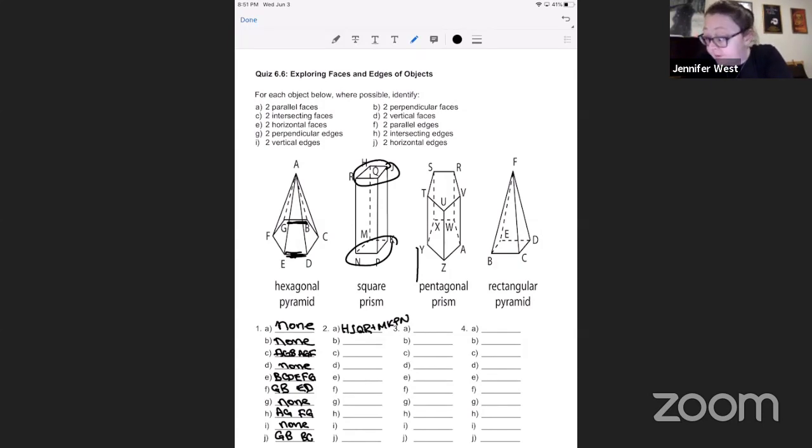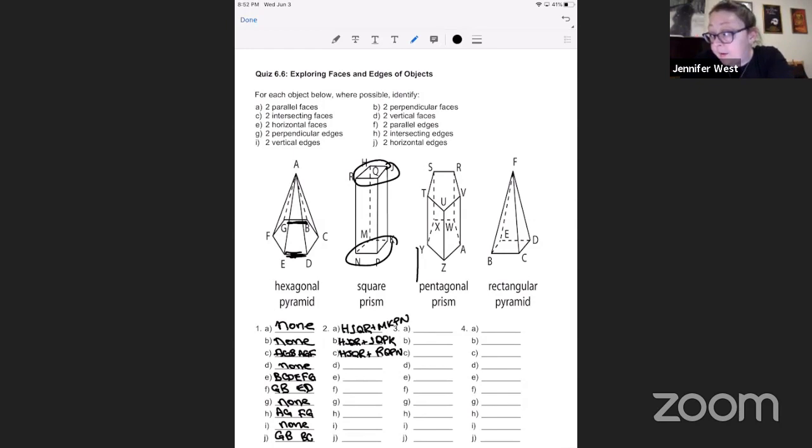And B asks, are there perpendicular faces? Yes. H, J, Q, R, and J, Q, P, K. It's asking if we have intersecting faces. Yes. H, J, Q, R, and R, Q, P, N.